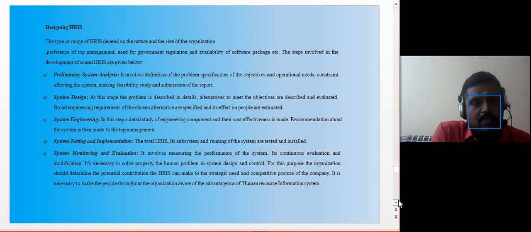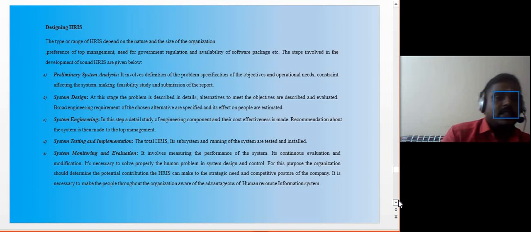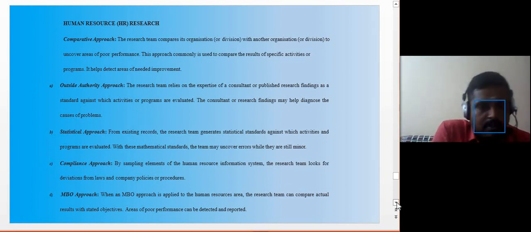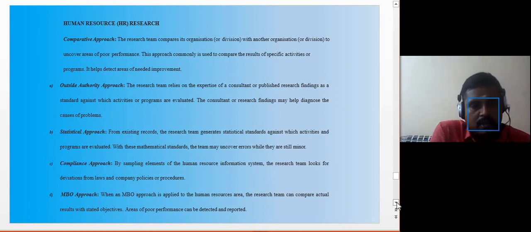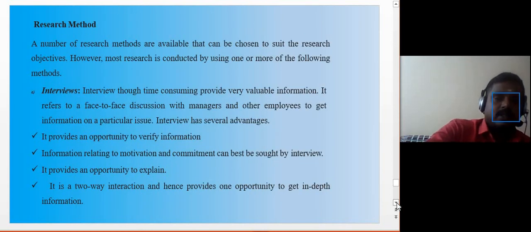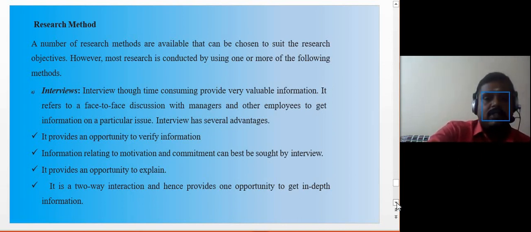The design involves preliminary system analysis, standard design, system engineering, system testing and implementation, and system monitoring and evaluation. For human resource research, the following approaches can be adopted: comparative approach, outside authority approach, statistical approach, compliance approach, and management by objectives approach. Among research methods, interviews are time consuming but provide very valuable information.